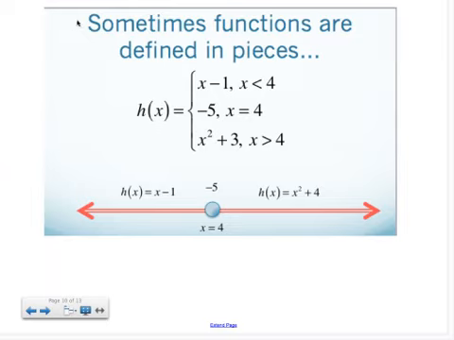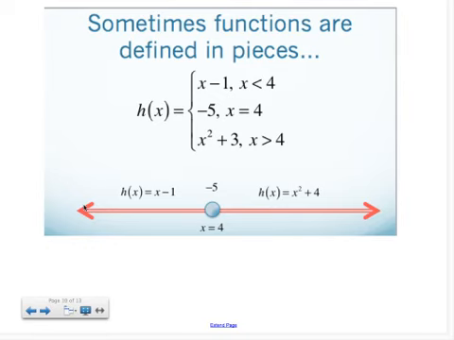Sometimes functions have to be defined in pieces, which means I have a function that's really several functions whose domains are different. For example, this function h has 3 pieces. The first piece has domain only when x is less than 4. The second piece has domain only when x is 4. And the last piece has domain when x is bigger than 4. Obviously these domains can't overlap, or we'd no longer have a function.